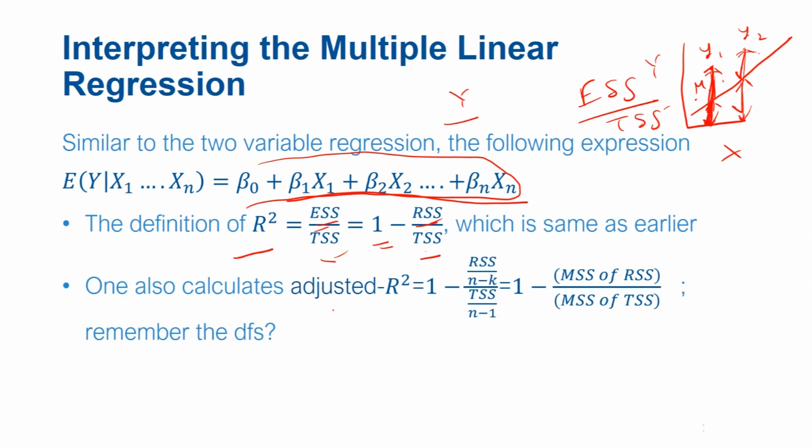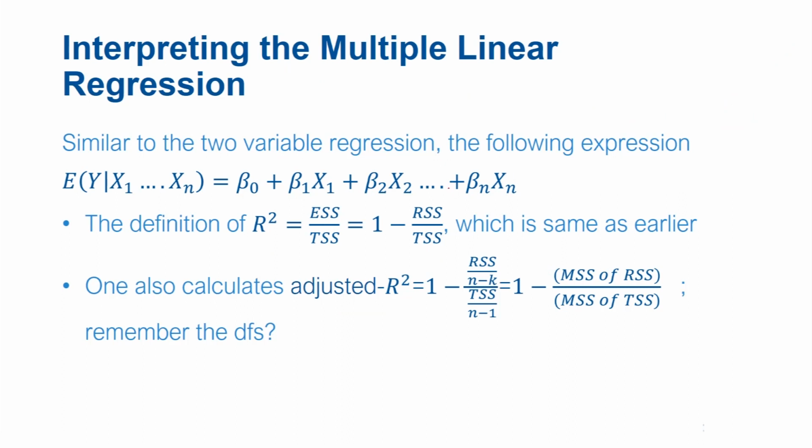A more improved version is also computed in the form of adjusted R square, where a small adjustment is made. Here, instead of using RSS and TSS, we divide the residual sum of squares and total sum of squares by their respective degrees of freedom. For RSS, the degrees of freedom are n minus k. Here, n is the total number of observations in the sample. k is the number of coefficients excluding beta naught, so all the beta 1 to beta n, divided by n minus 1. n minus 1 is the degrees of freedom for TSS.